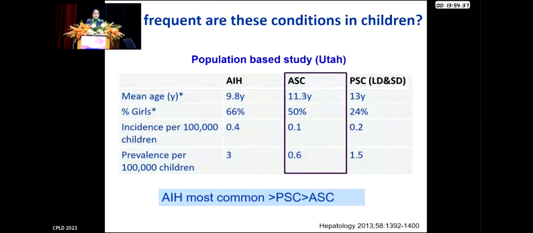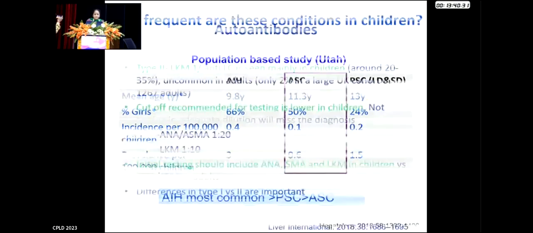So how frequent are these conditions? This is a population-based study, and you can see that amongst these three conditions, autoimmune hepatitis is most common, followed by PSC, followed by autoimmune sclerosing cholangitis, and this is in children.